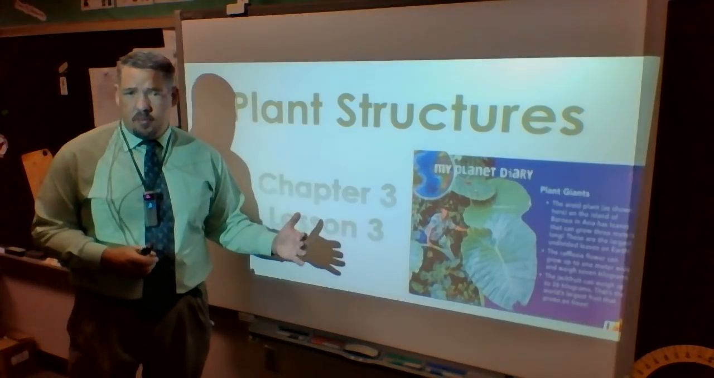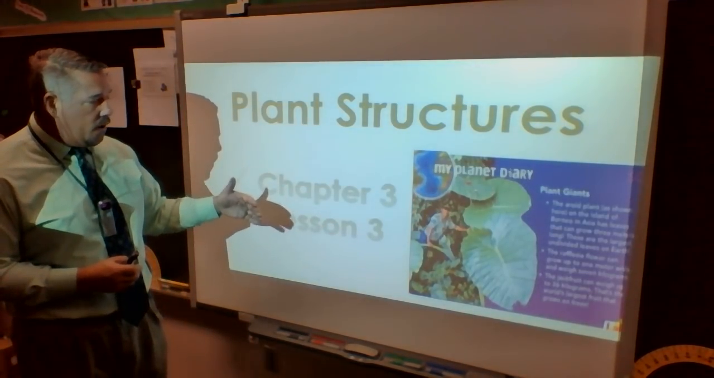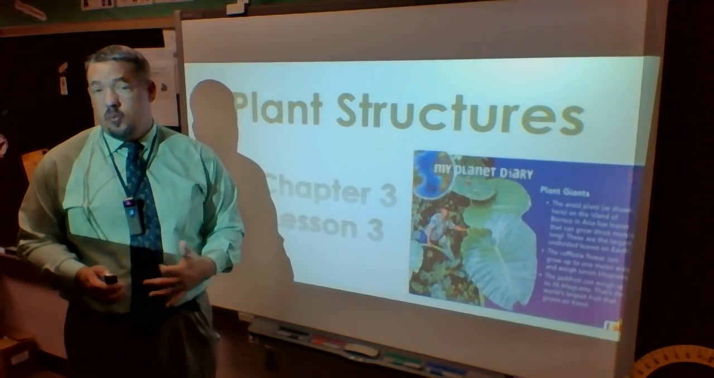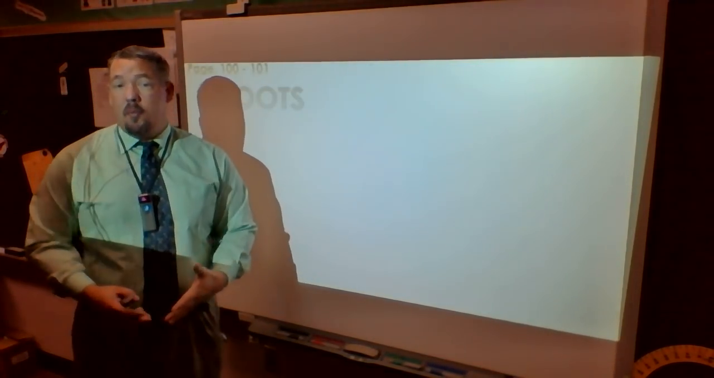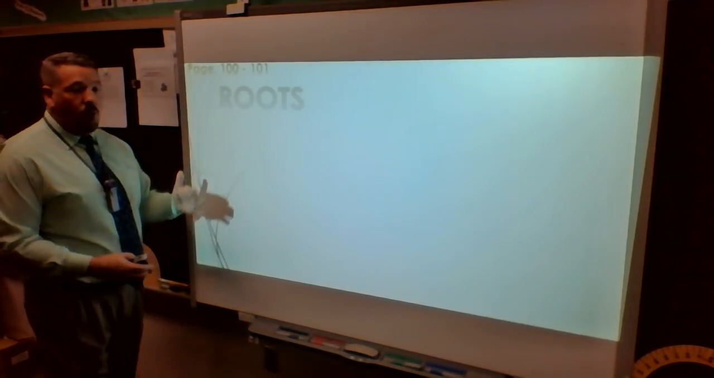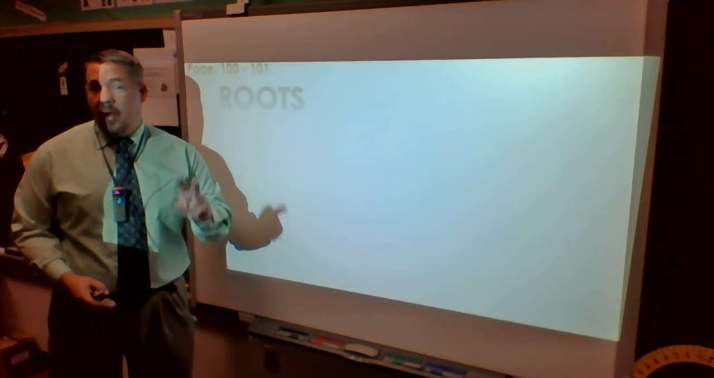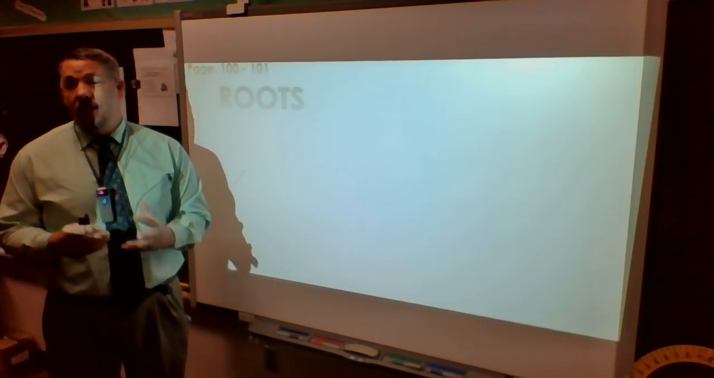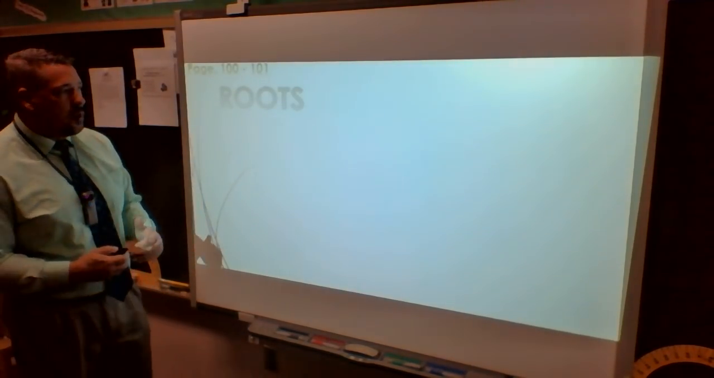The first half of chapter 3, lesson 3, deals with plant structures. So when we talk about structures, we begin at the bottom. We're going to begin with the root system. When it comes to root systems, I have 2 basic forms of roots. One is a fibrous, the other is a taproot. So let's look at what we're talking about.